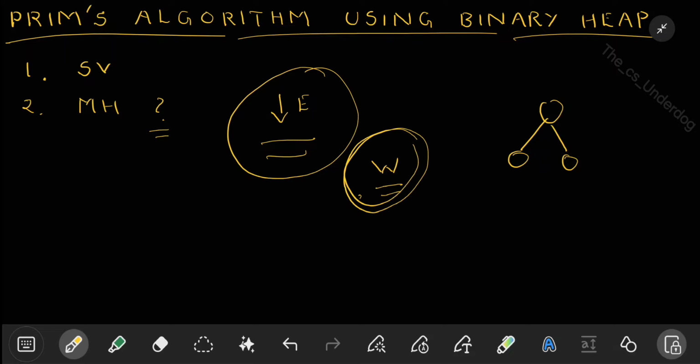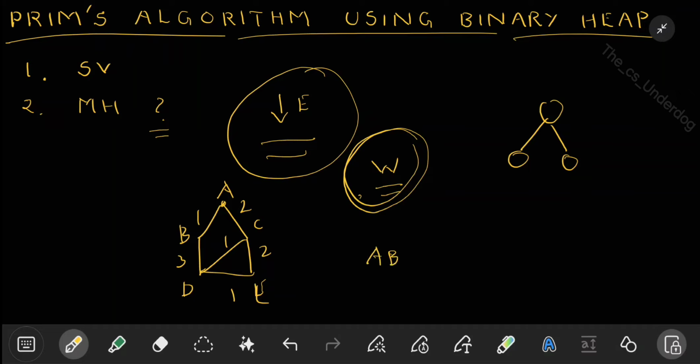So you can say you have many edges of a graph. Let us say your graph is something like this. You have A, B, C, D, E, and you have some weights like 1, 2, 3, 2, 1, and so on. Then let us say you have an edge AB. AB is of weight 1. Similarly, BD is of weight 3.